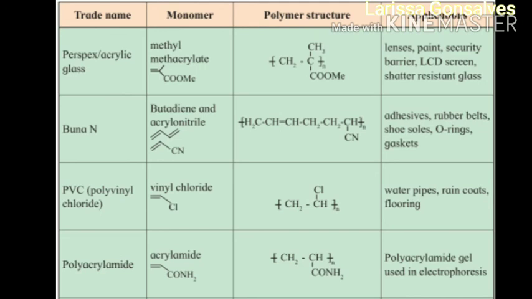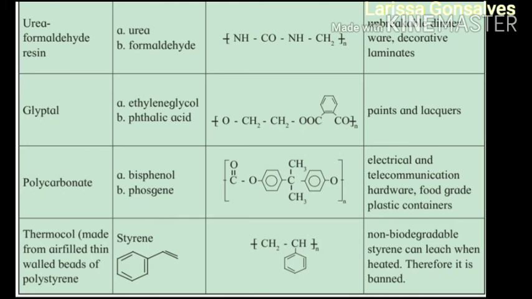Next is PVC, that is polyvinyl chloride. Monomer used is vinyl chloride, and the applications are water pipes, raincoats and flooring. Next is polyacrylamide. Monomer used is acrylamide, and the applications are polyacrylamide gel, and it is also used in electrophoresis. Next is urea formaldehyde resin. Monomers used are urea and formaldehyde, and applications are unbreakable dinnerware and decorative laminates.